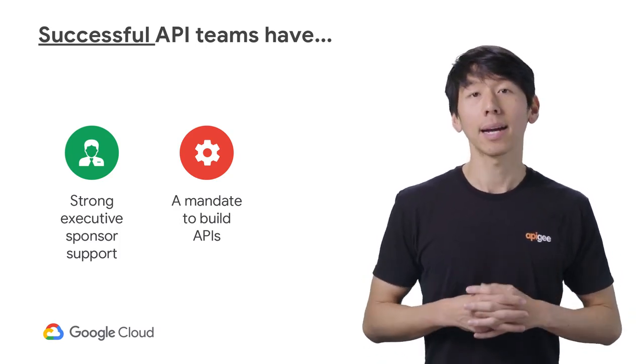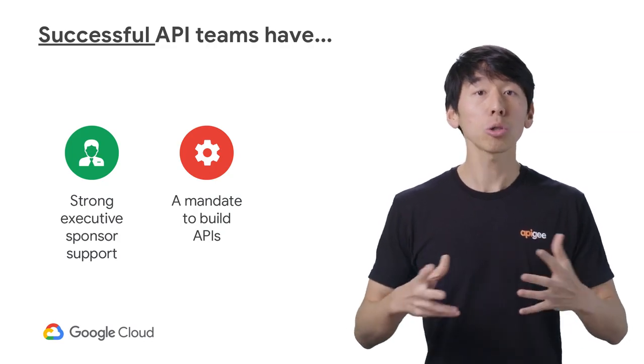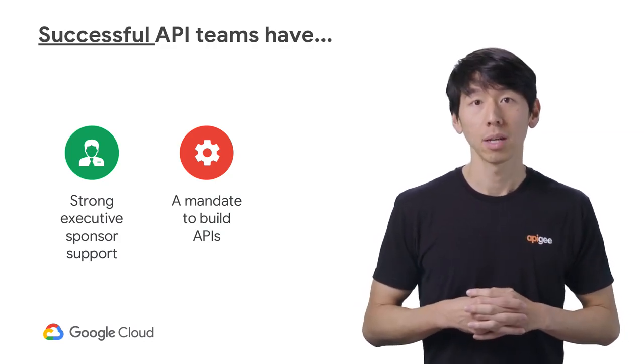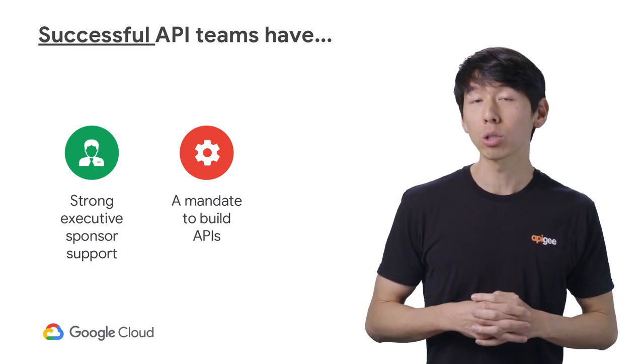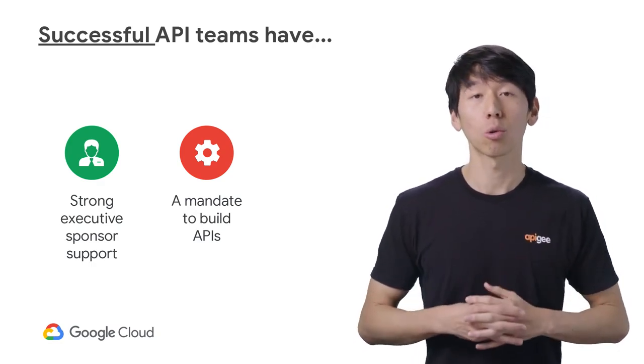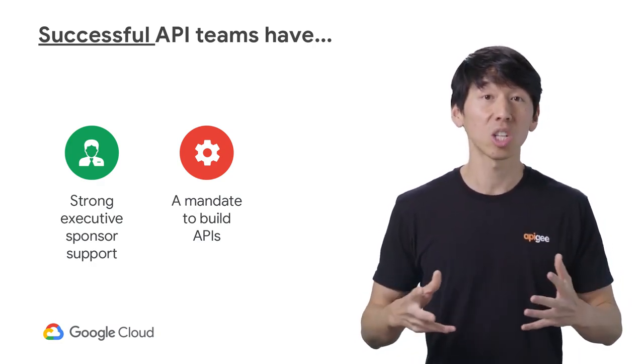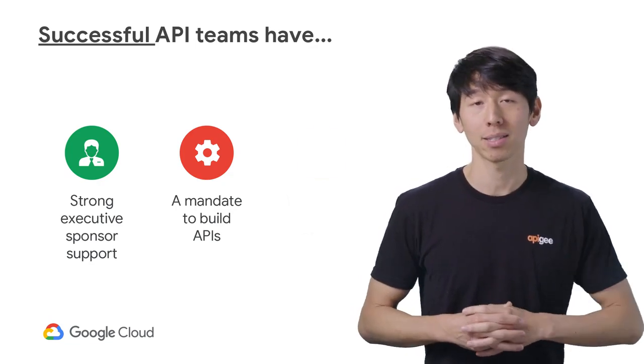Second, the API team should be solely focused on APIs. We often see API teams consist of developers who are also shared with other projects. This not only can lead to issues with resourcing and bandwidth, but also affect the direction of your APIs, such as cutting corners and straying away from best practices.